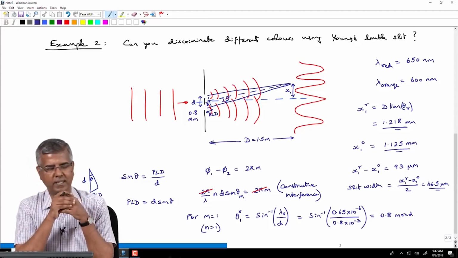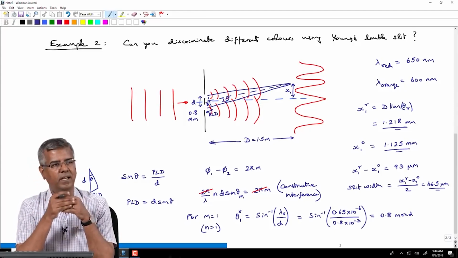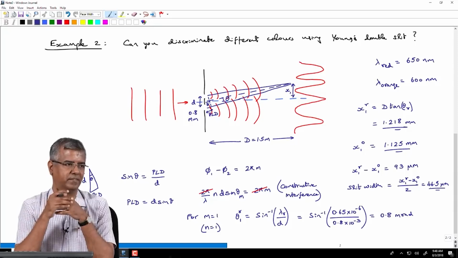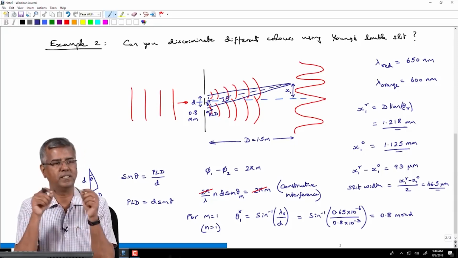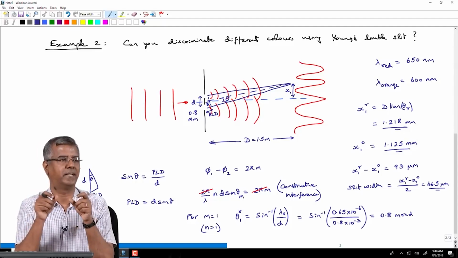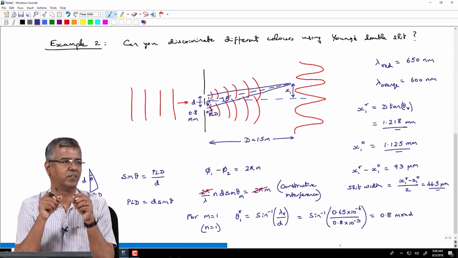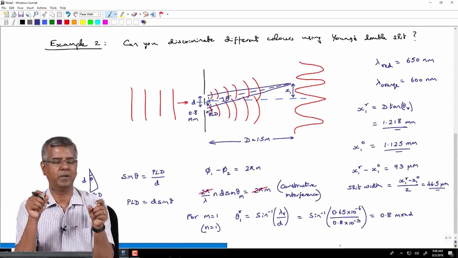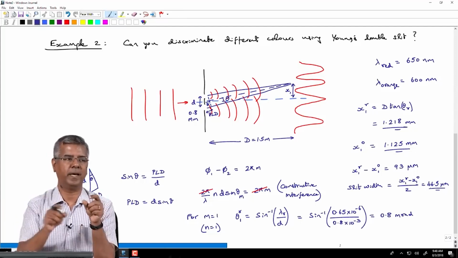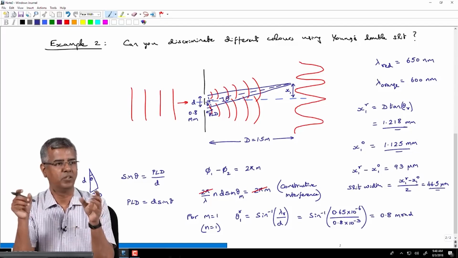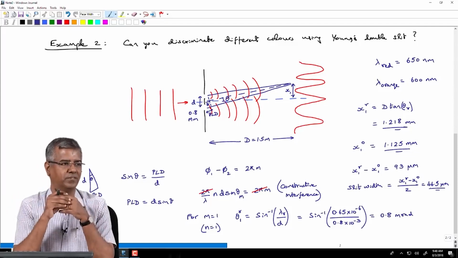And of course, like I said in the previous case, today if you want to do that, you forget about the slit, you put a CCD array once again. The CCD array typically has a pixel spacing of less than 10 microns. So, you say, okay, this pixel is picking up red predominantly, and you move almost 10 pixels away, you are picking up orange.